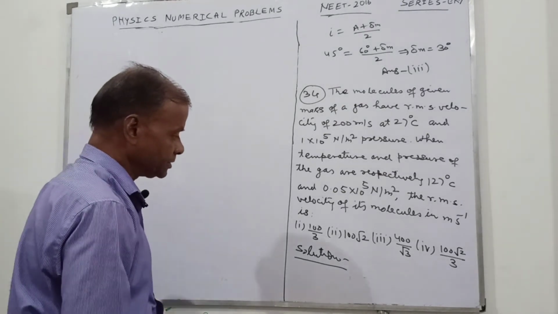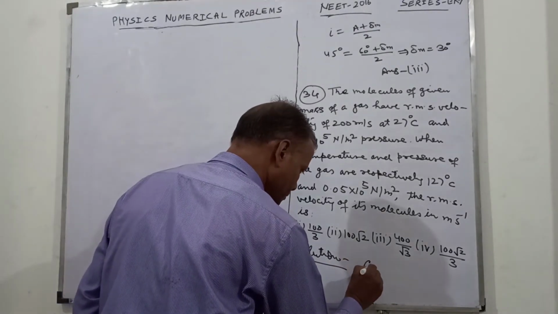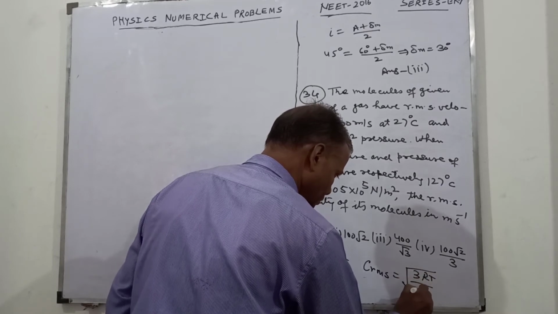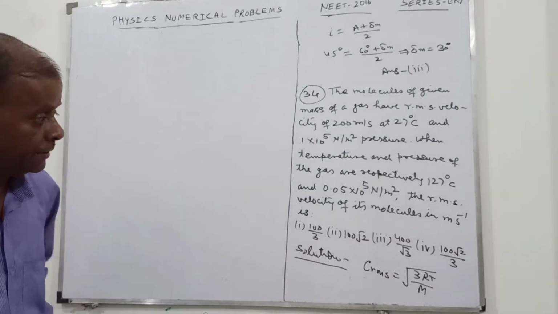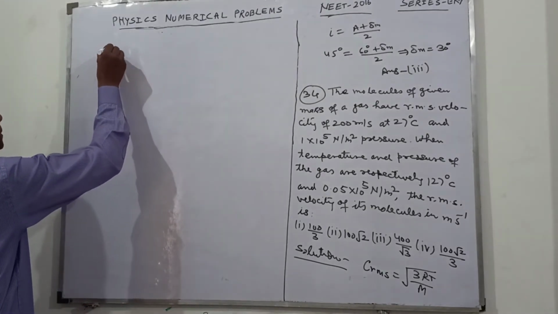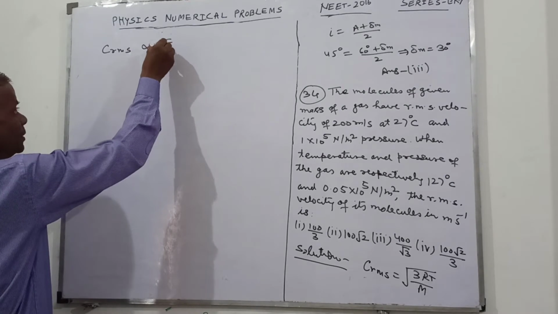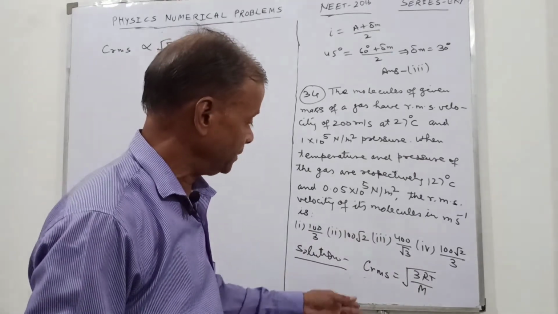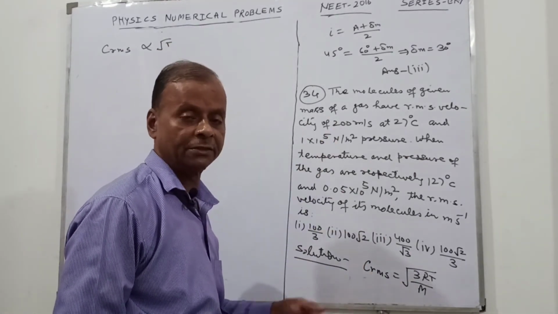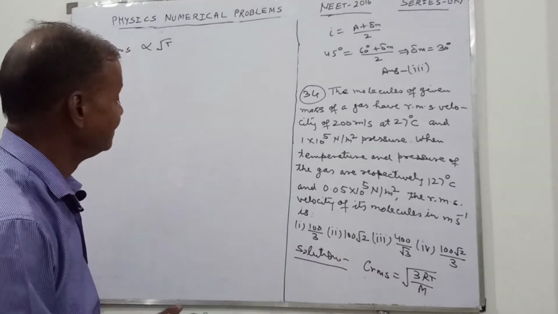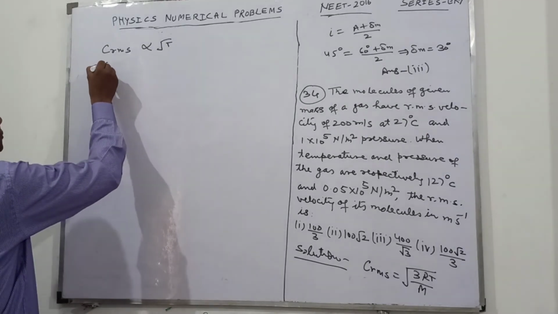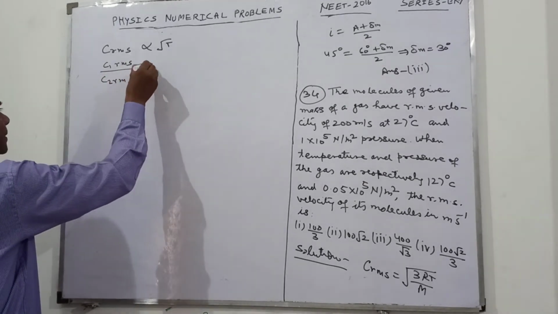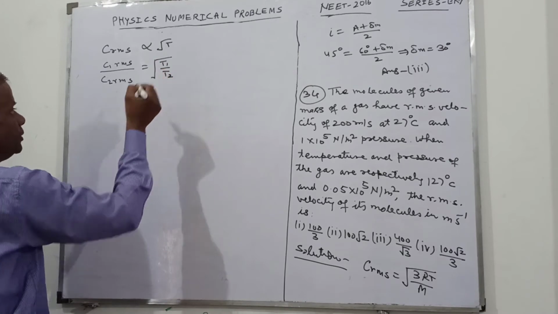Now we know that C RMS equal to square root of 3RT/m. So clearly C RMS is proportional to square root of T, the temperature. If we consider the volume, then we have to use the PV. Since the mass is not given, from there we can also find this one. So this is now your C1 RMS upon C2 RMS equal to square root T1 upon T2.